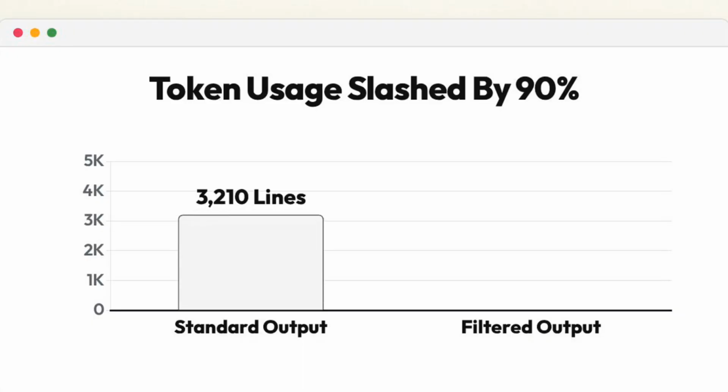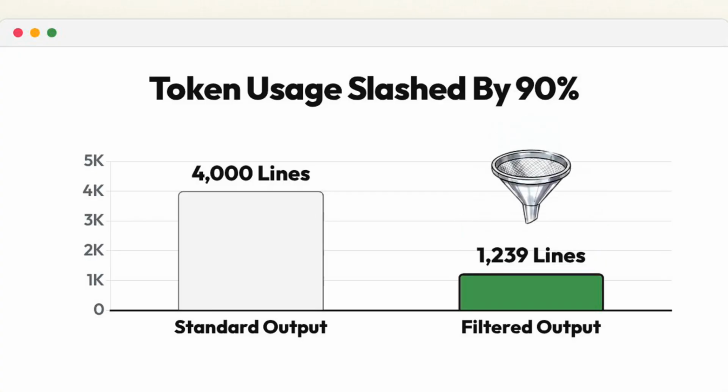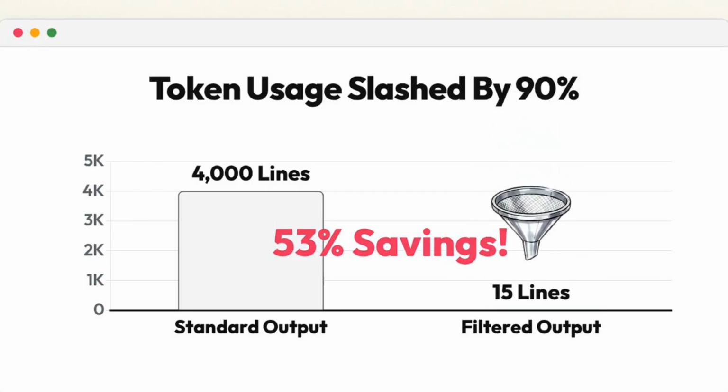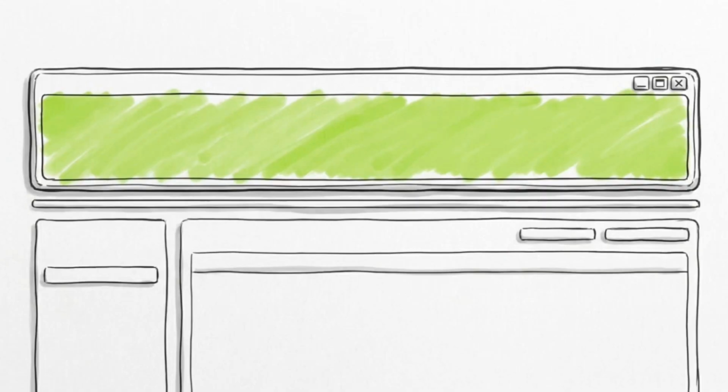This visualization tracks the impact. A standard output block of 4,000 lines collapses down into just 15 essential lines. That is a 60 to 90% reduction in token usage. By filtering out the terminal noise, you preserve your context window, making free model tiers viable for multi-step coding tasks.